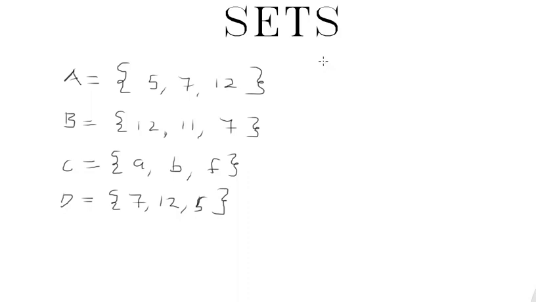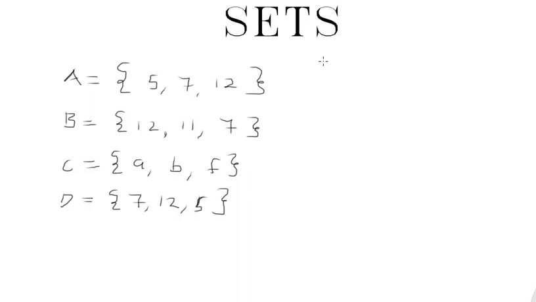So when you talk of equality of sets, let me just repeat what I said. When we talk of equality of sets, we are talking about two sets that have the exact same elements. Okay, so two sets are said to be equal if they have the exact same elements. Then those two sets are equal. So when you look at set A, it has the elements 5, 7, and 12. Set B has the elements 12, 11, and 7. Set C has the elements A, B, and F. And set D has the elements 7, 12, and 5.